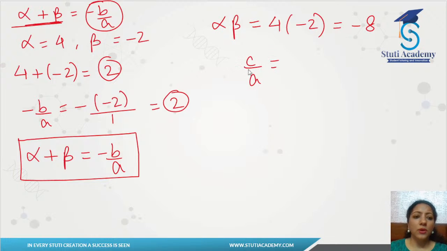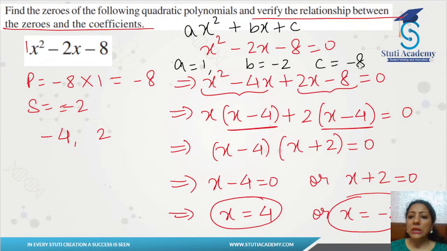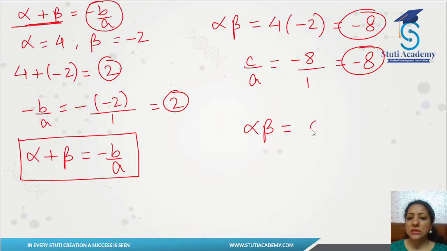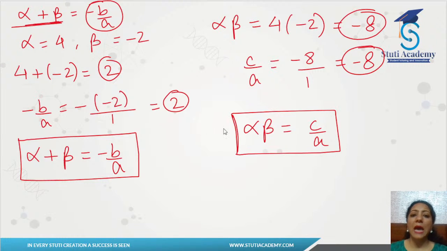So let's check what is c upon a. C is minus 8 and a is 1. So this is also giving me minus 8. So alpha beta is same as c upon a. Hence, we have verified both the relationship between the zeros and the coefficients of the polynomial.